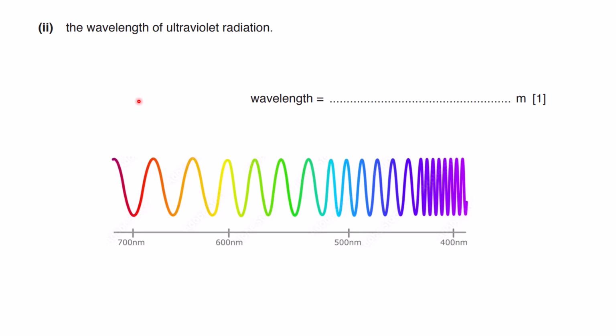The second question is asking to estimate the wavelength of ultraviolet radiation. To make an educated guess, here is the visible light from red to violet. The wavelength of the red is 700 nanometers, which corresponds to 7 times 10 to the minus 7 meters. And the wavelength of the violet is 400 nanometers, which corresponds to 4 times 10 to the minus 7 meters.